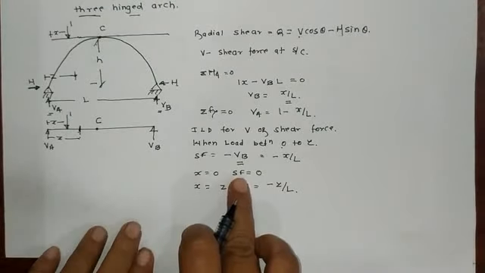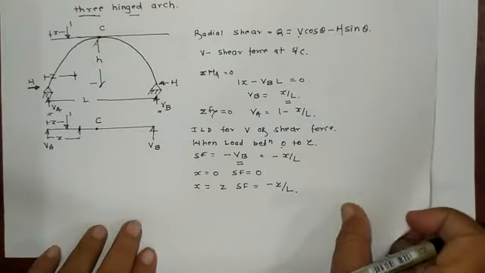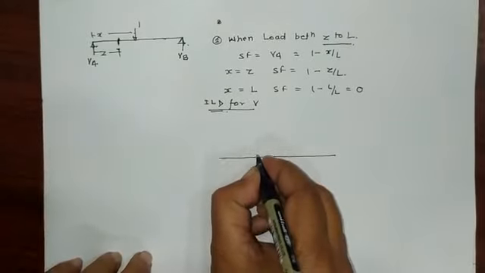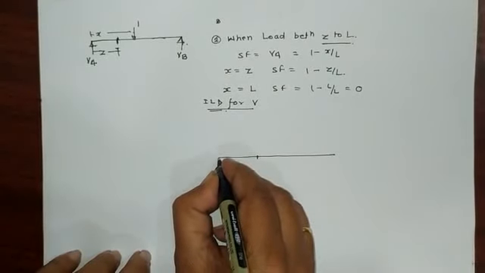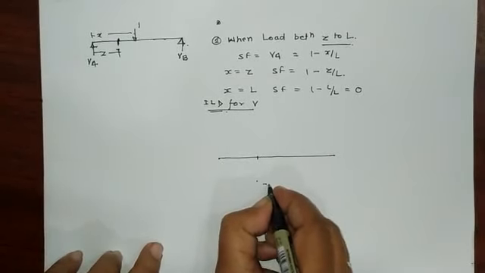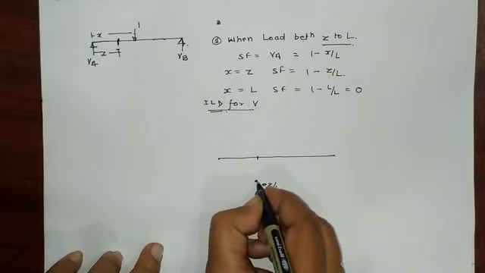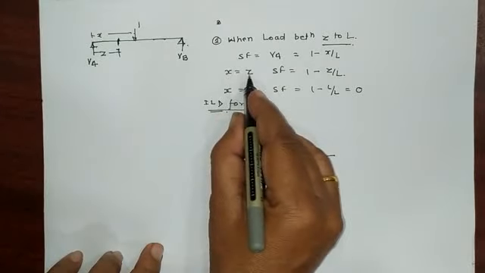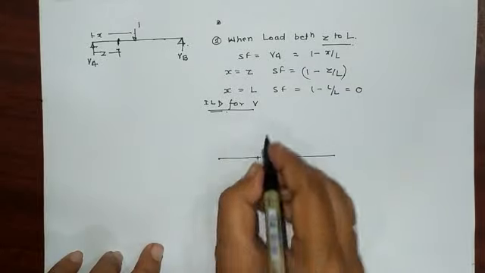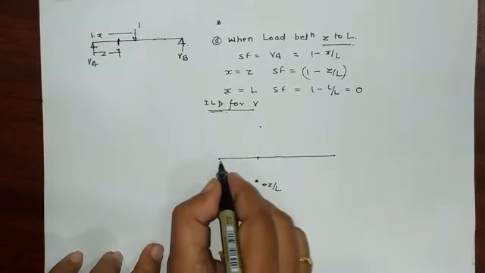At X equal to 0, shear force is 0, and at X equal to Z it is minus Z by L. Suppose this is our Z. So at X equal to 0 it is 0, and at X equal to Z it is minus, which means below the line. So this is our point. And now again at X equal to Z it is plus, this value is plus 1 minus Z by L, which means somewhere here. Again at X equal to L, this is 0. So join these lines.